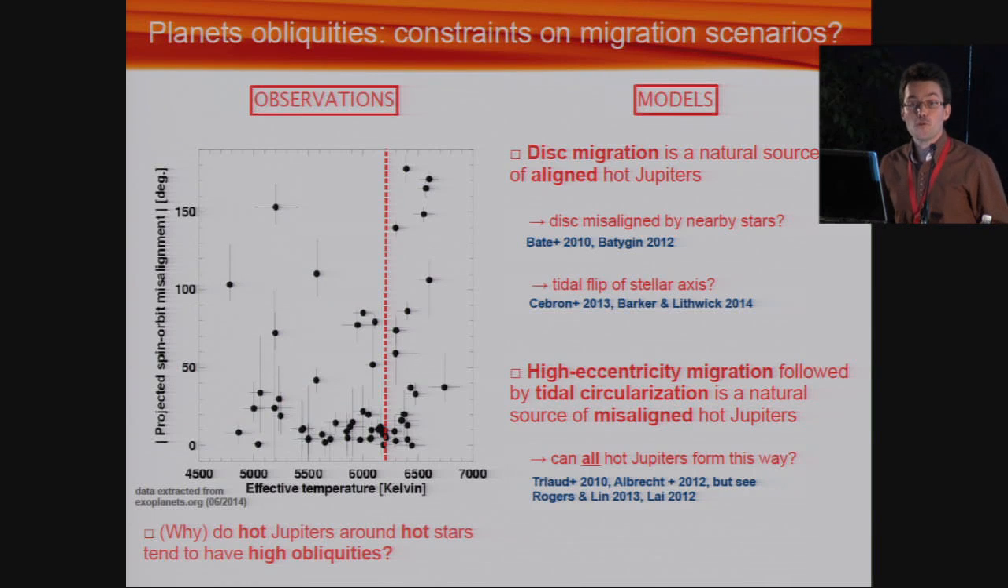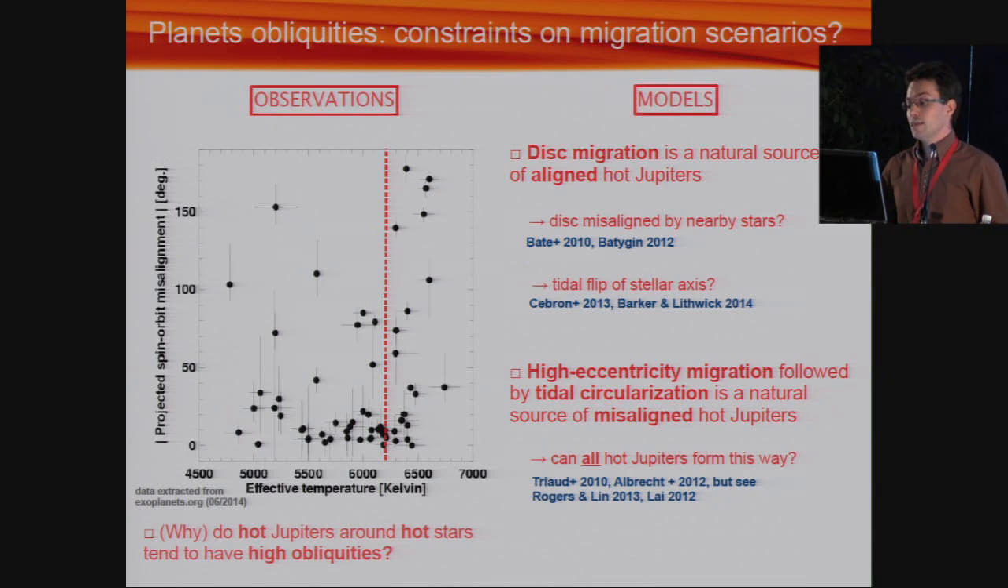And to account for the apparent excess of aligned hot Jupiters around cool stars, it has been proposed that tidal interactions are efficient around cool stars to reduce planet obliquities. This has been proposed by Triaud and collaborators, Albrecht and collaborators. And so these guys constructed a tidal theory, which is mostly based on Zahn's theory for the tidal synchronization of compact binary stars.